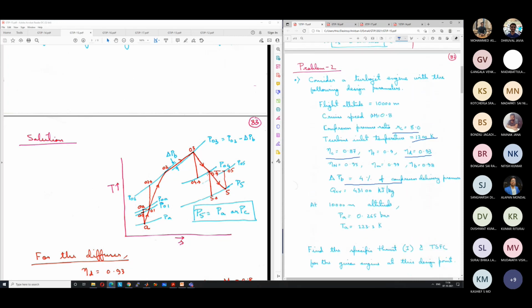So we will assume that the nozzle is choked, and based on this assumption, we will find what is P5 and T5. And if P5 comes out to be greater than PA, then our initial assumption of choked nozzle is correct. If P5 comes out as less than PA, then our initial assumption is wrong. Then the outlet pressure will be PA, and we have to redo the calculation and find out what will be T5 and what will be the velocity.